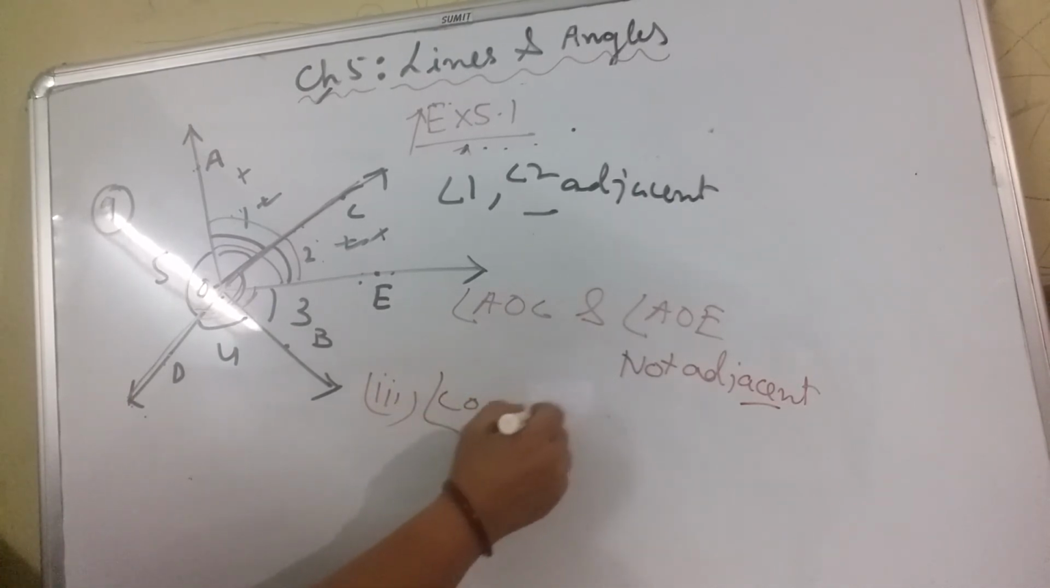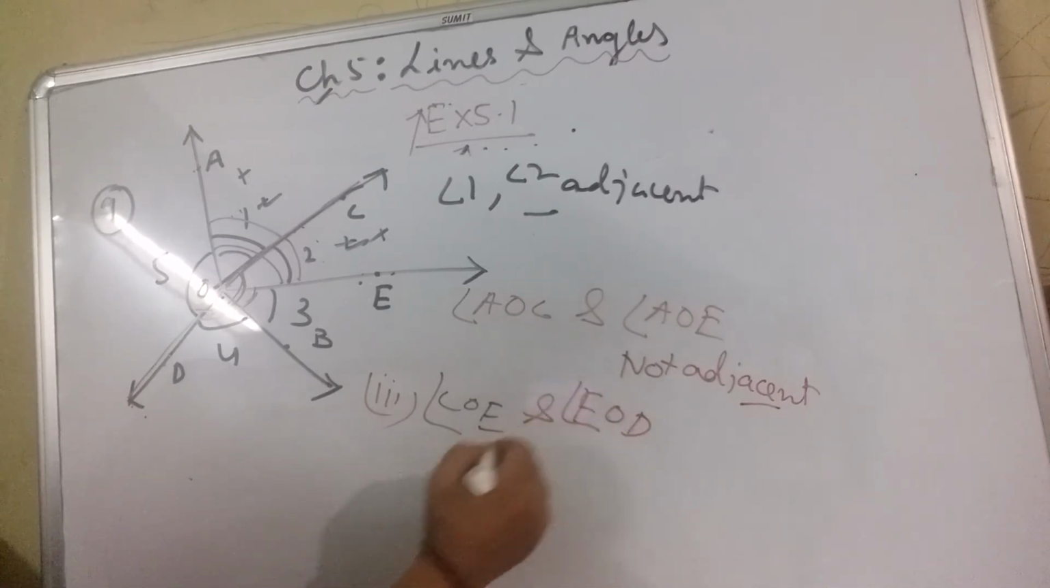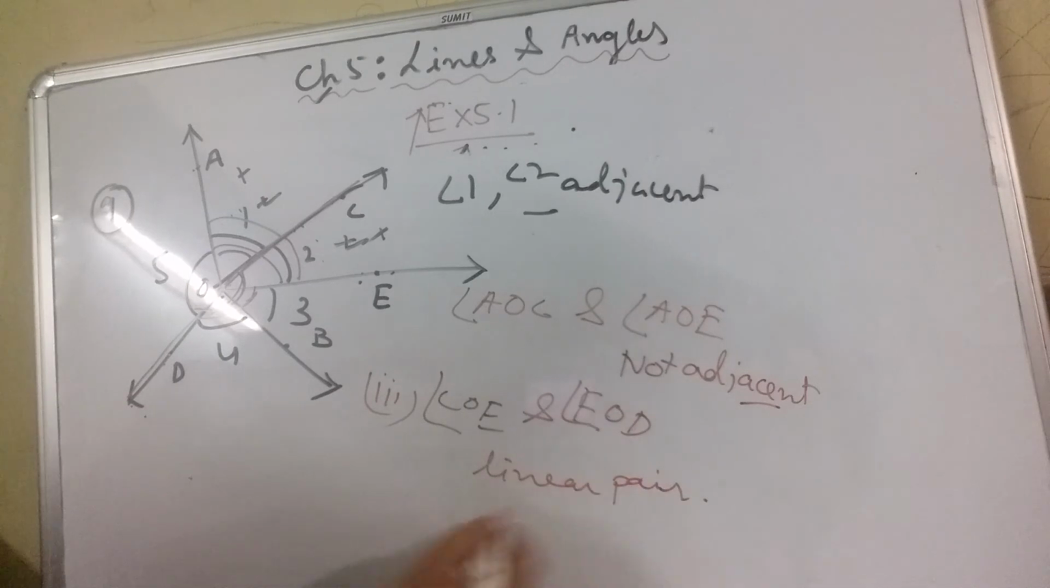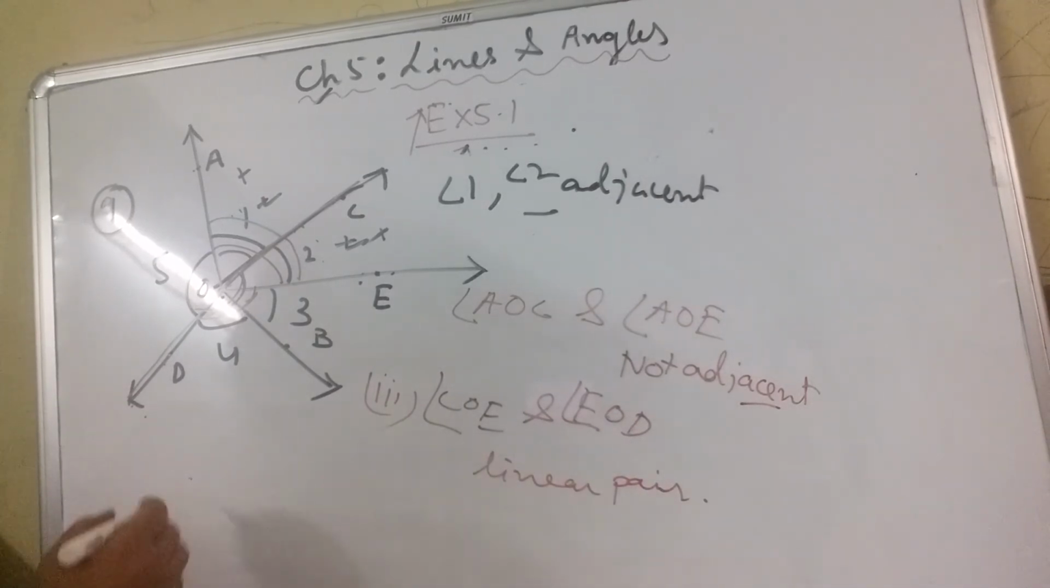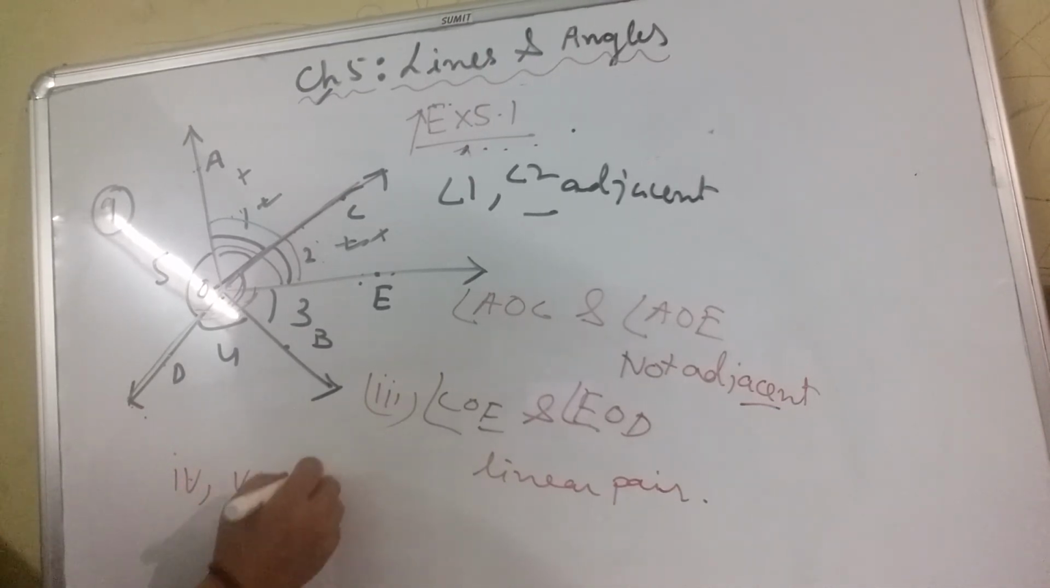COE and EOD are a linear pair. Okay, in the same way you will give the reason for 4, 5 and 6.